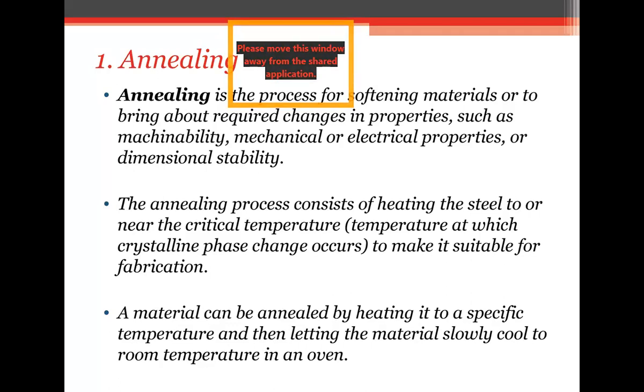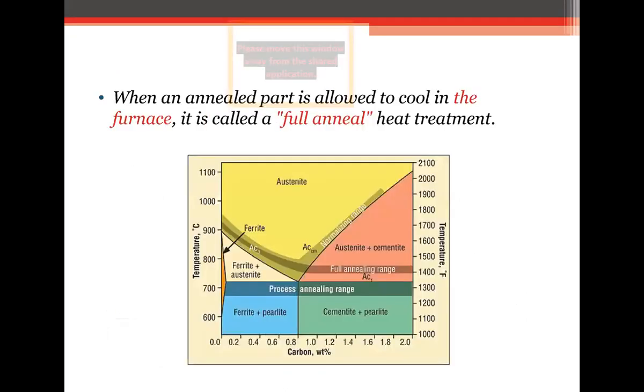Material can be annealed by heating it to a specific temperature and then the material is slowly cooled to room temperature in an oven. When an annealing part is allowed to cool in the furnace, it is called full anneal heat treatment. Now, in this iron carbon diagram, you can see how the full annealing process is done.